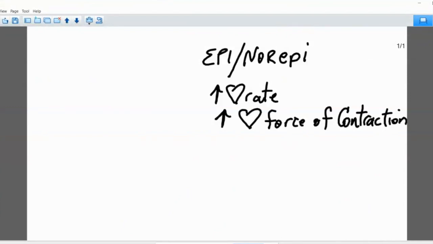So once again, this time I wrote more because I had space. Epi and norepi, they increase the heart rate and increase the contractile force of the heart. So it beats faster, and every time it beats, it pushes more blood. So once again, they raise the blood pressure, right? Increases blood pressure. But also something I didn't mention that's hidden in your handout is this word.